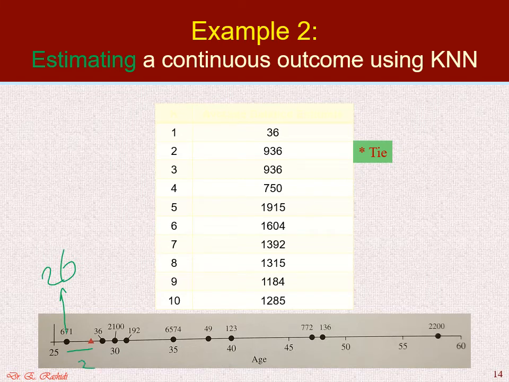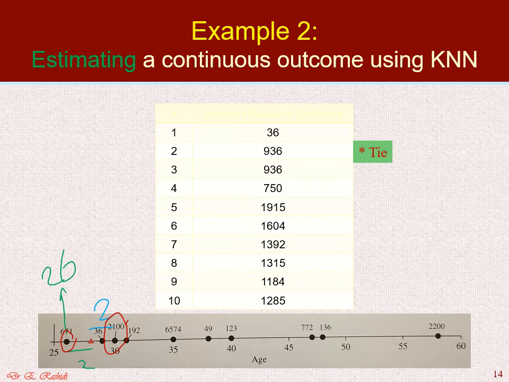So there is 2 years difference between these two. Also, the distance between our observation on this x-axis and this point right here, which is age 30, is also 2 years. So there is a tie here. These 2 data points, this one and this one, are at the same distance from our observation.